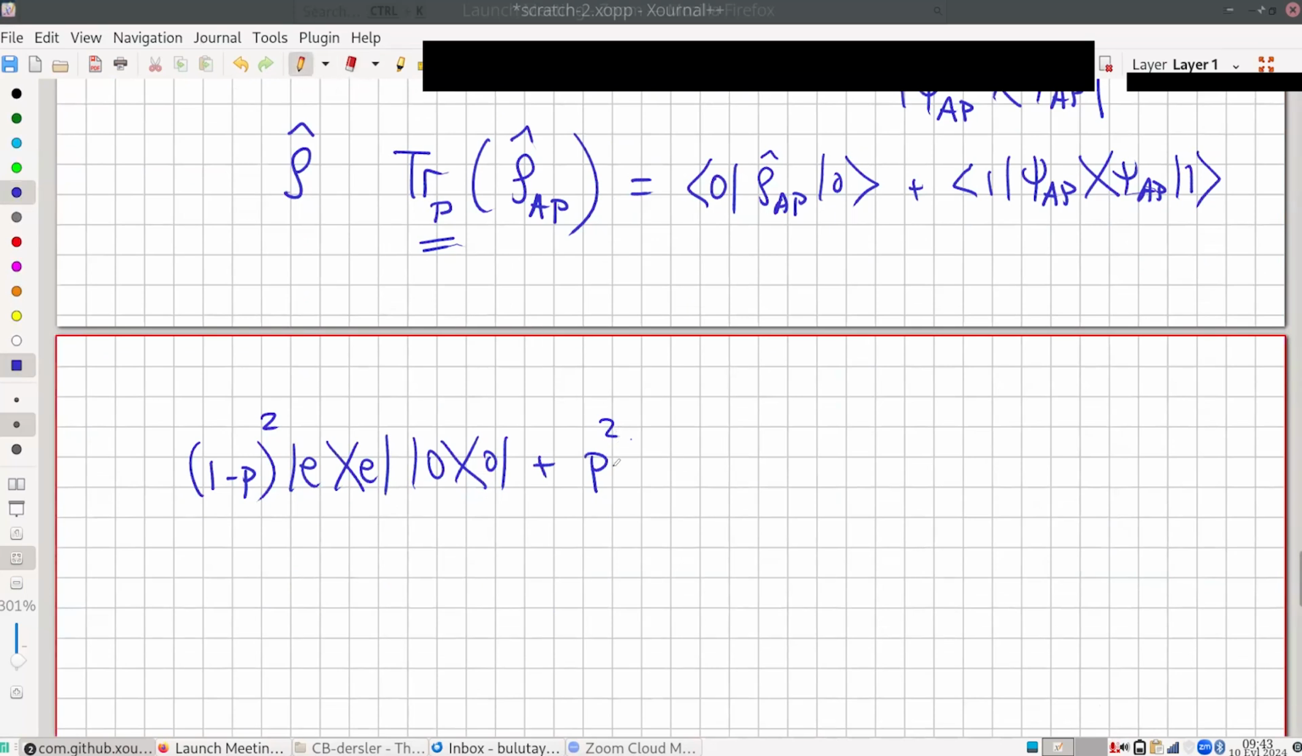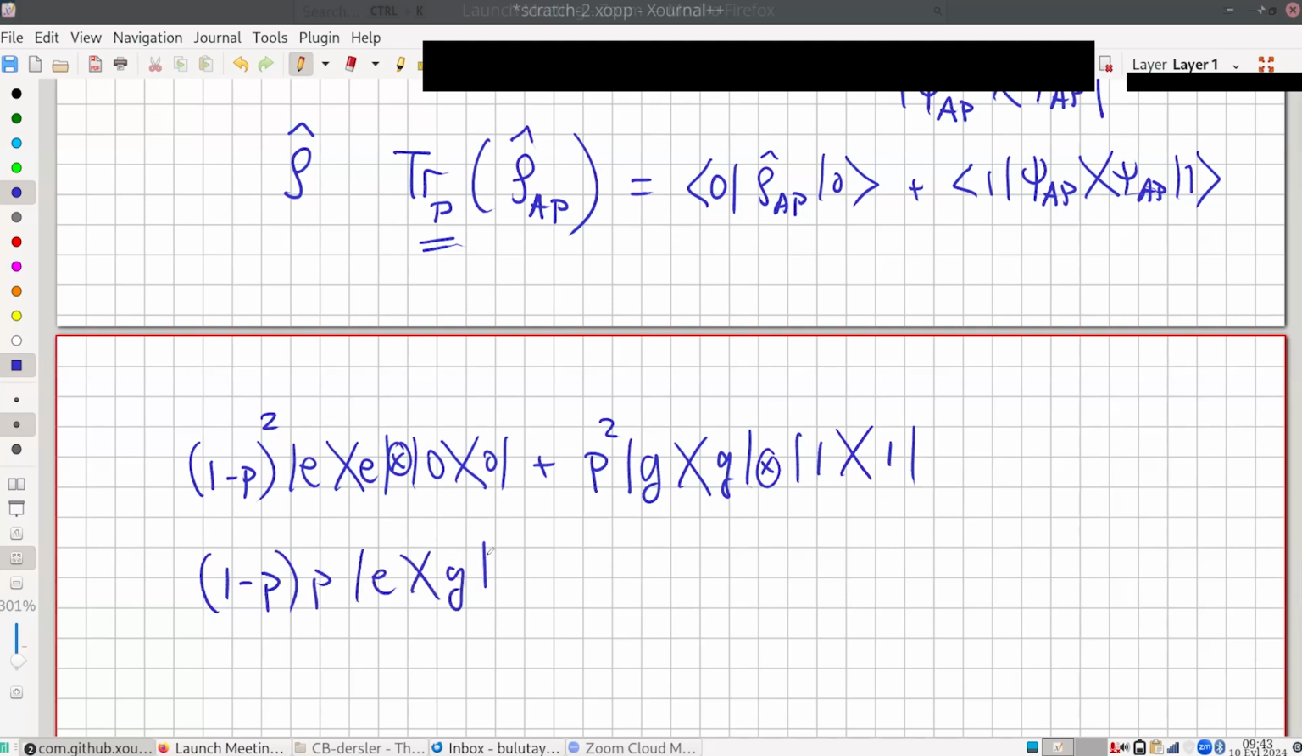Okay, and there is this ground state, and if you like, there are tensor products here, notationally. These are the diagonal terms, and then there are off-diagonal terms, 1 minus P times P, EG, and 0, 1, and the Hermitian conjugate of this. Okay.